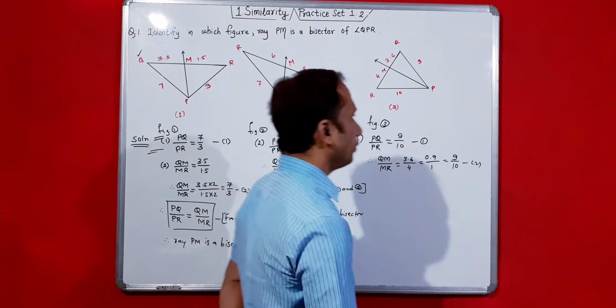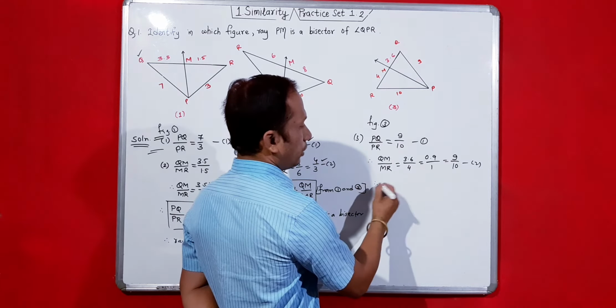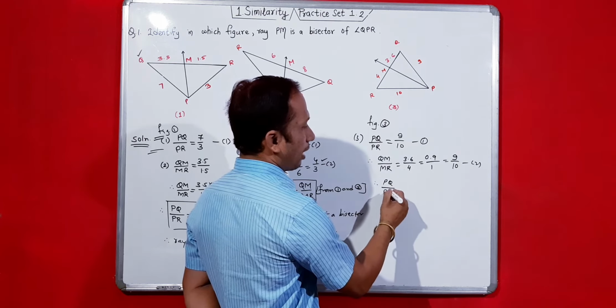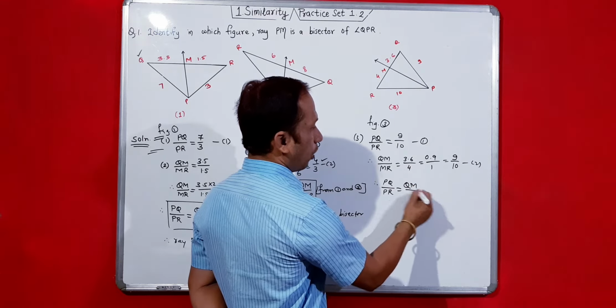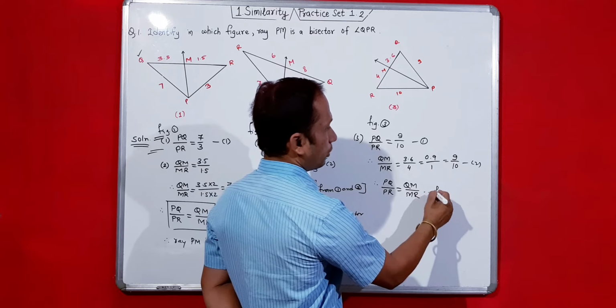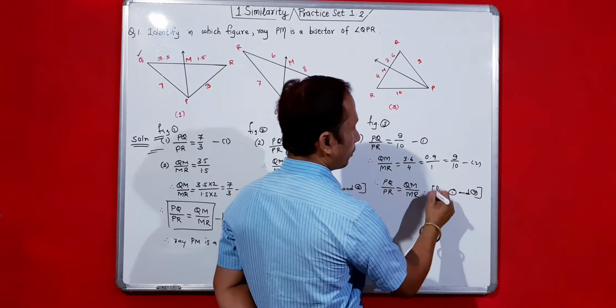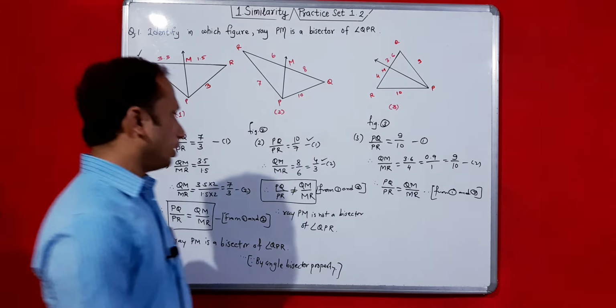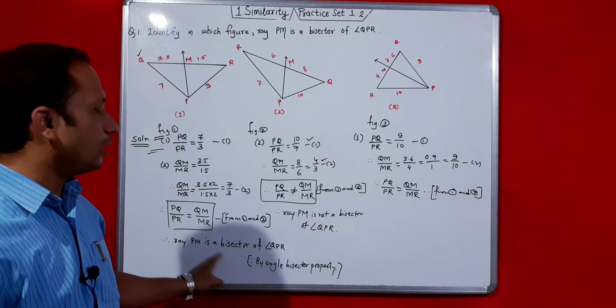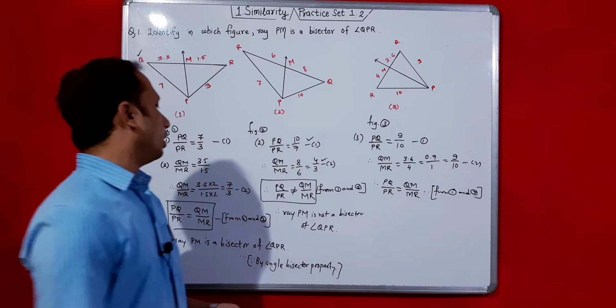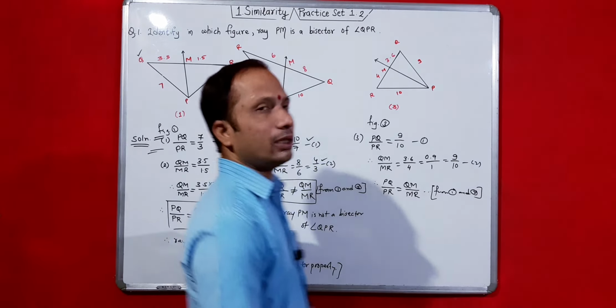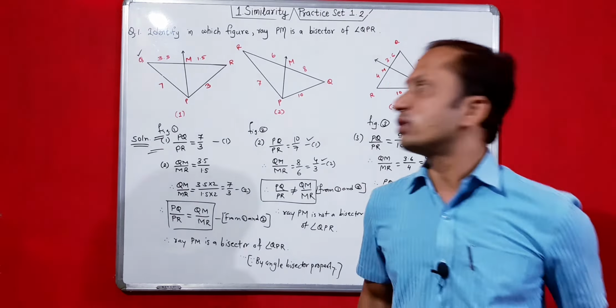So this is second. From 1 and 2, PQ upon PR is equal to QM upon MR. You have to write from 1 and 2. Therefore write this reason: Ray PM is a bisector of angle QPR. The reason is by the angle bisector property. So this is the first question.